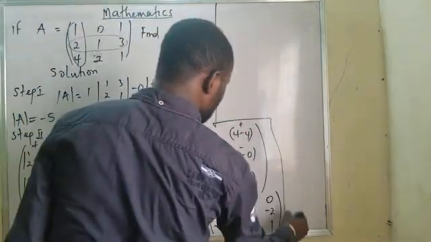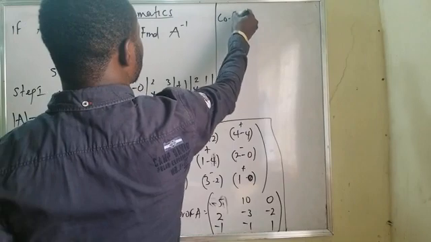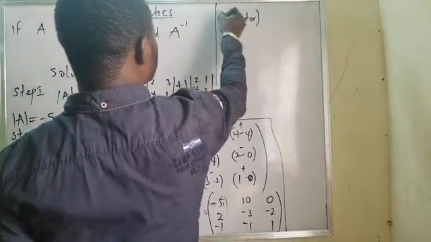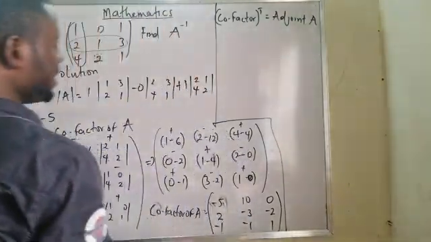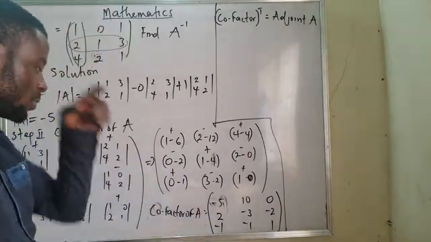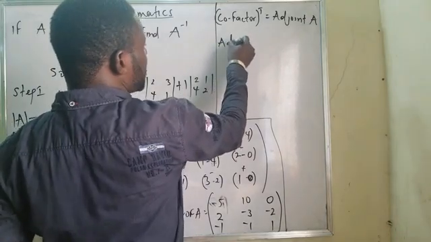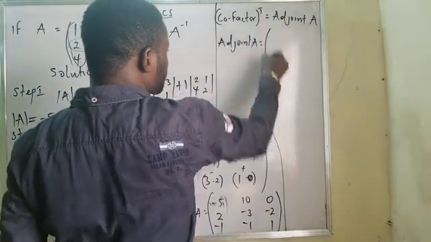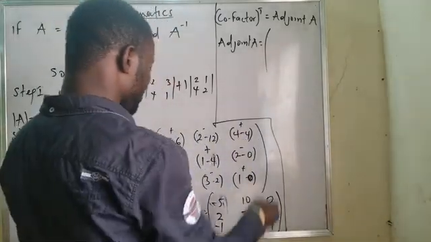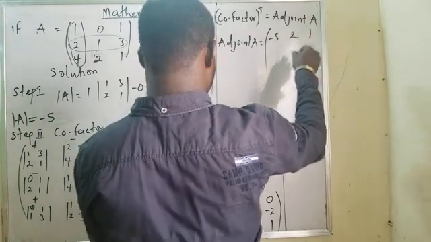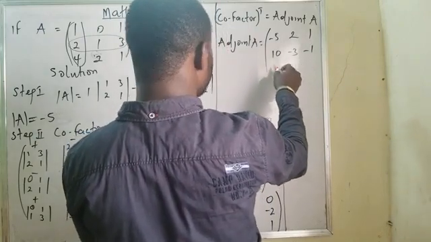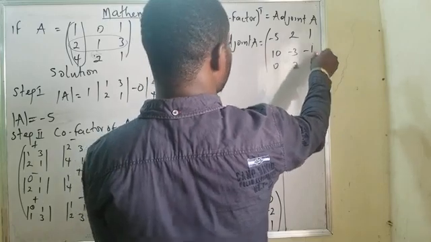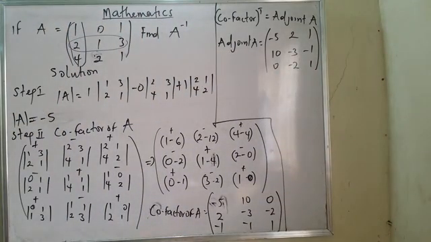Note this. When I transpose, cofactor transpose will be equal to what? Adjoint of A. Take note of that. It means my adjoint will be equal to the transpose of this. So the adjoint of this particular matrix A, if I transpose this, will be minus 5 2 1, and 10 minus 3 minus 1, and 0 minus 2 and 1. That is my adjoint.